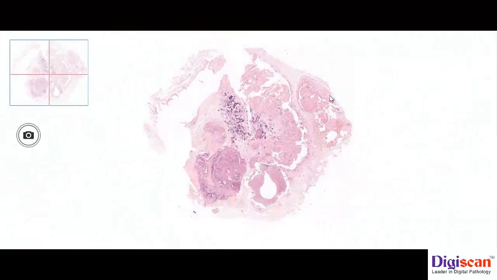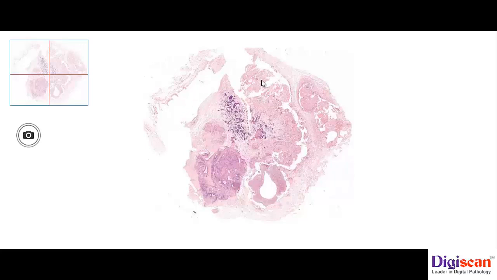Now here we have the second case. In this case, if we see, this is a mass which is well circumscribed, well confined, appears to be biloculated and mostly solid in nature with small cystic areas which could be due to degeneration. So we are having a solid, well encapsulated mass.